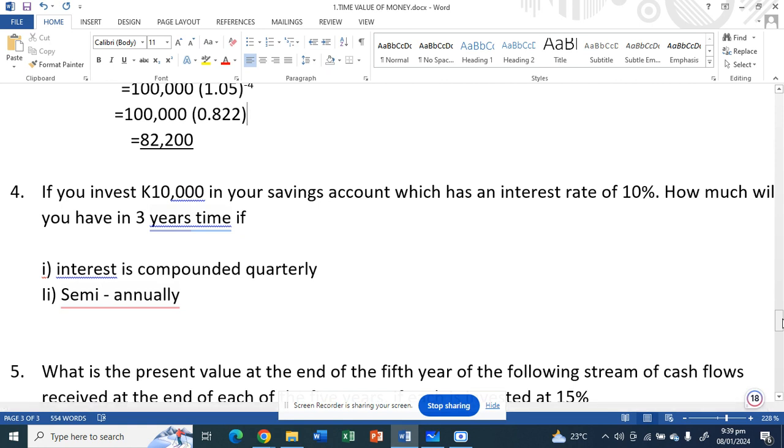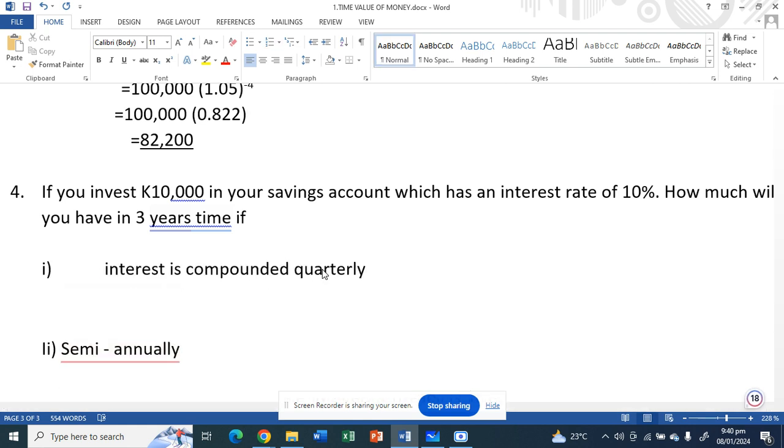Okay, we'll look at number 4, which you can call the final example for today. If you invest 10,000 in your savings account, which has an interest rate of 10%, how much will you have in 3 years' time if interest is compounded quarterly and if the interest is compounded semi-annually?